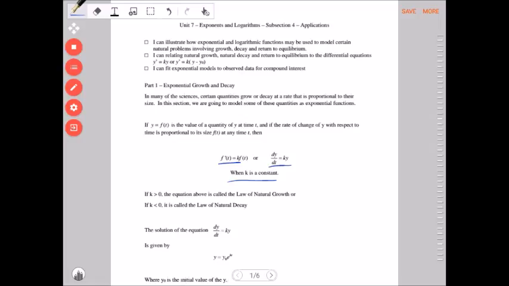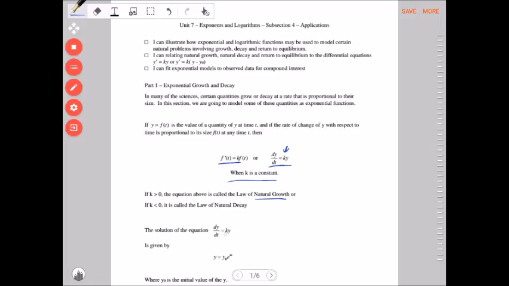If k is bigger than 0, the equation above is called the law of natural growth. So k is bigger, the function's getting bigger, we're growing. If k is less than 0, then it's called the law of natural decay. So if k is less than 0, our y value would be decreasing. Not a big deal.